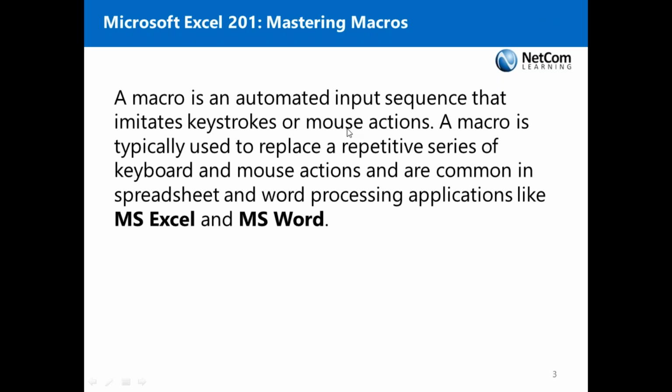Now, to get started, what is a macro? A macro is an automated input sequence that imitates keystrokes or mouse actions. A macro is typically used to replace a repetitive series of keyboard and mouse actions and is common in spreadsheet and word processing applications like Microsoft Excel and Microsoft Word. We're going to get in depth with this later. But as an overview, a macro is a list of actions that get defined so that you can execute them later, so you can automate your work.